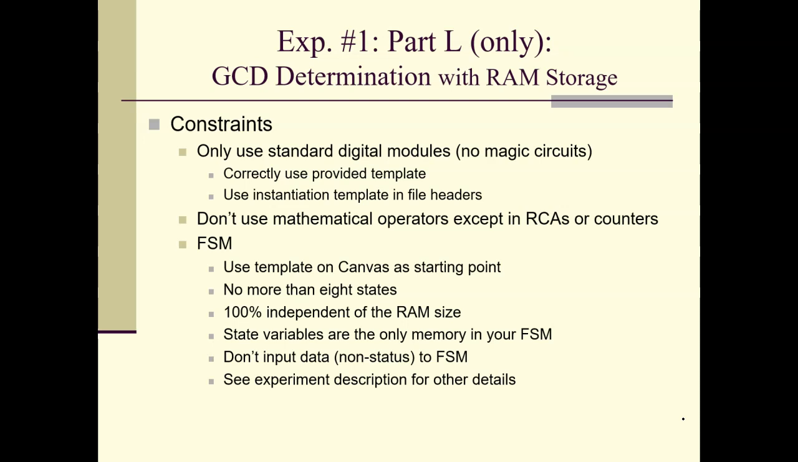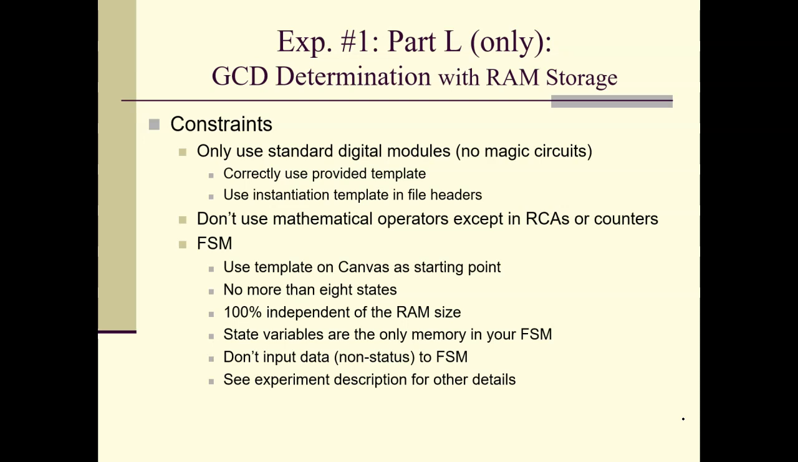I don't want you changing these files. You got to know how to instantiate these things without changing the file, changing the data width in the instantiation, not changing the file. You got to do it. If you don't do this, I'll kick it out and ask you to redo it. So I don't want any fancy mathematical operators anywhere except in the RCA and counters.